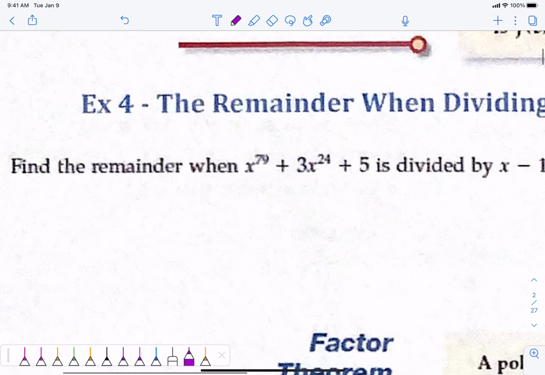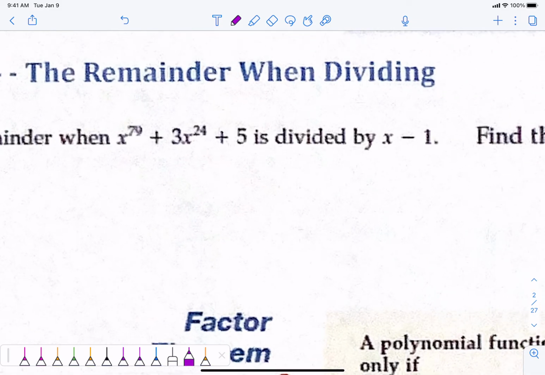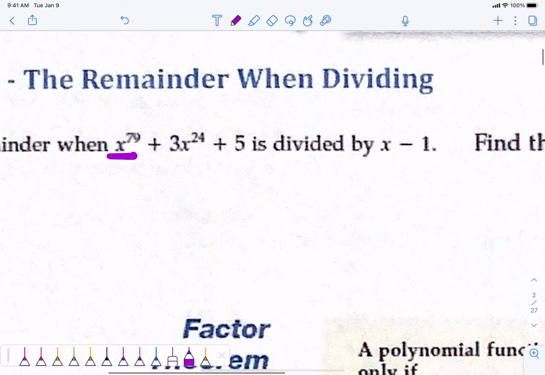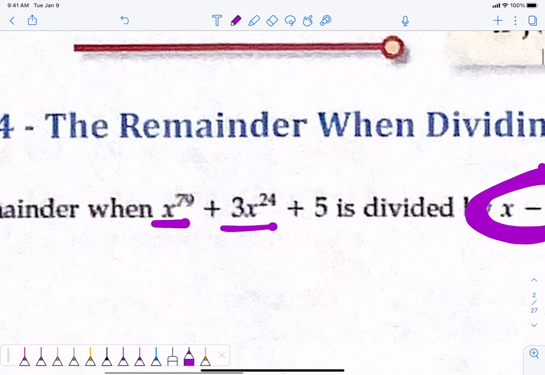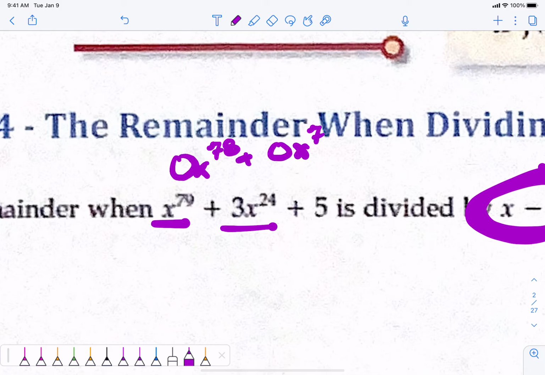Okay, example 4. I'm just going to show you this next example, and this is x to the 79th power plus 3x to the 24th power plus 5, and we have to do this thing here, okay? So there is a trick, and we're dividing by x minus 1. Circle x minus 1. I do not want to have to write all of that stuff out, because for all of the x's in between, like x to the 78th power, I would have to put a 0 in front, and I would have to put 0x to the 77th power, etc. I don't want to write that out. That would fill my whole page, even if I went lengthwise. I would not be able to do that.